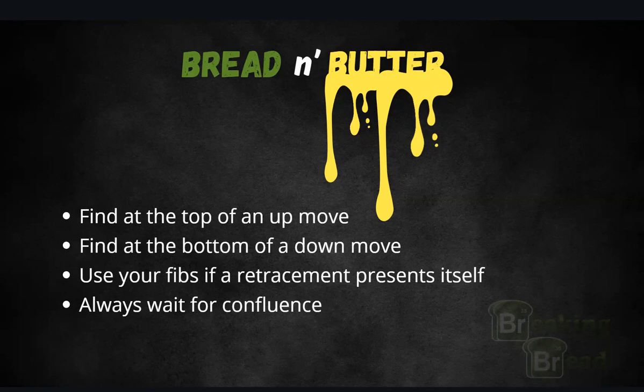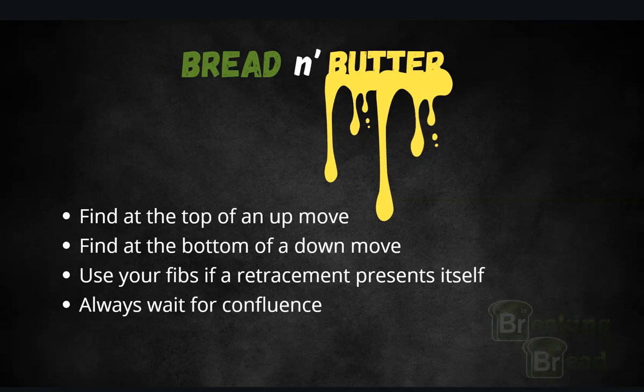Also, use your fibs if a retracement presents itself. If you miss your entry and you start to see price pull back, place your fibs on there and see if you can catch a reaction off the fibs to get into that play. A retracement doesn't have to present itself. If it does, take it. If it doesn't, move on to the next play. It's always another play. No need to force anything.